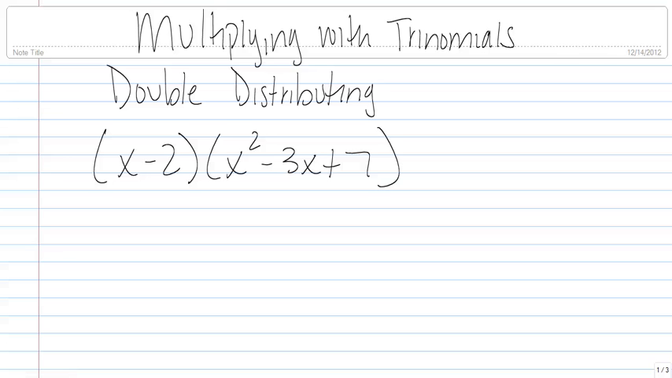Hi, it's Mrs. Mallet, and right now we're going to talk about multiplying trinomials, and I'm going to show you two methods that you can use to multiply trinomials. The first method is called double distributing, and that's the way that I call it. No, you won't find it in any book or anything. That's just how I call it.